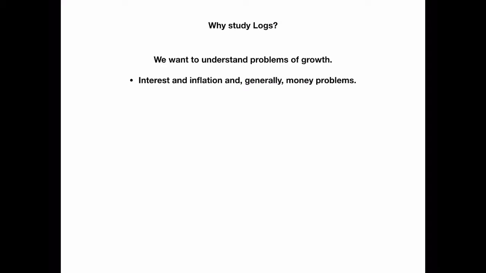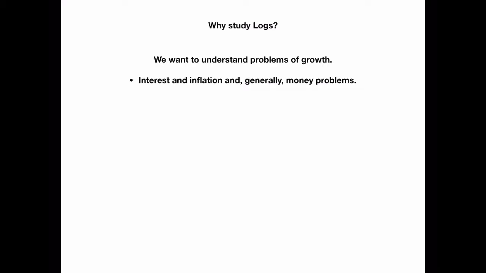Now, there are a lot of problems of this kind. Money involves this. If you have money, you can make money off your money, and then the problems of calculating the right amounts are complicated because the growth that's happened already affects the growth in the future.